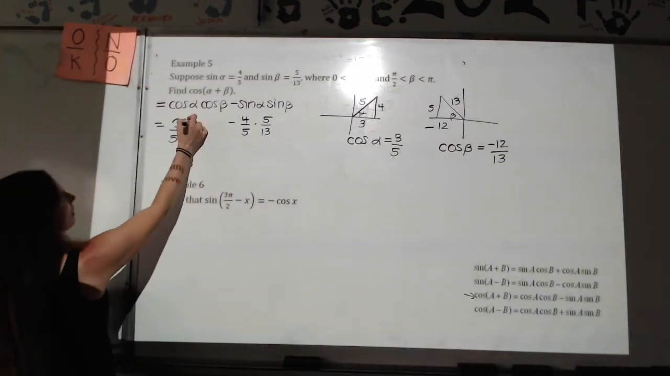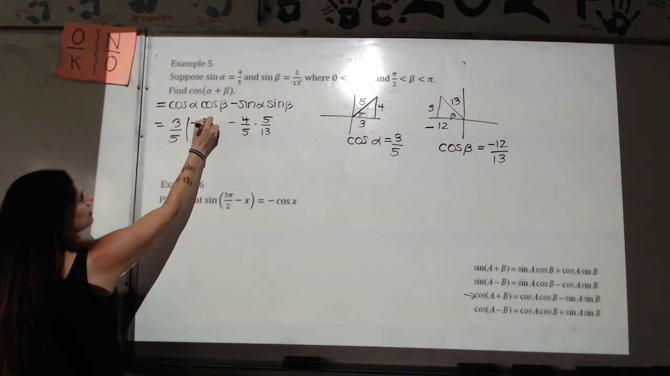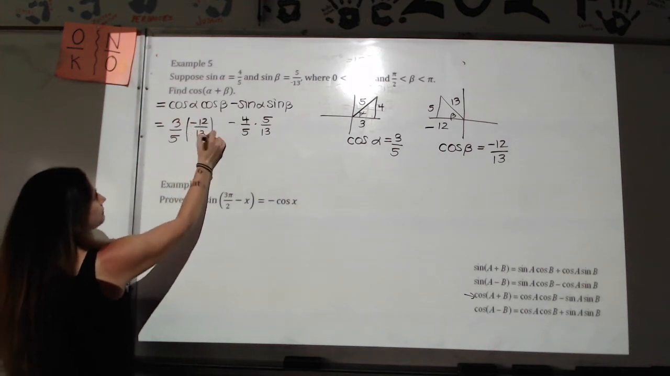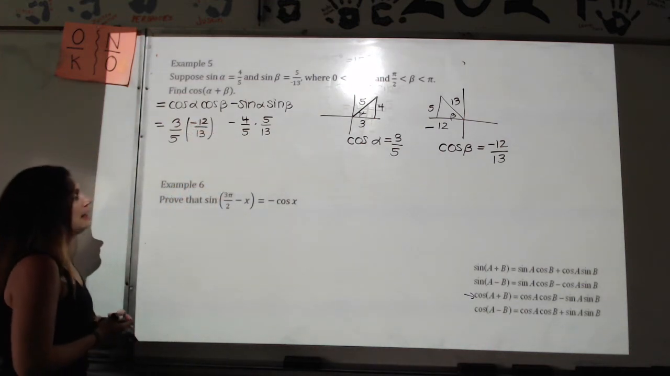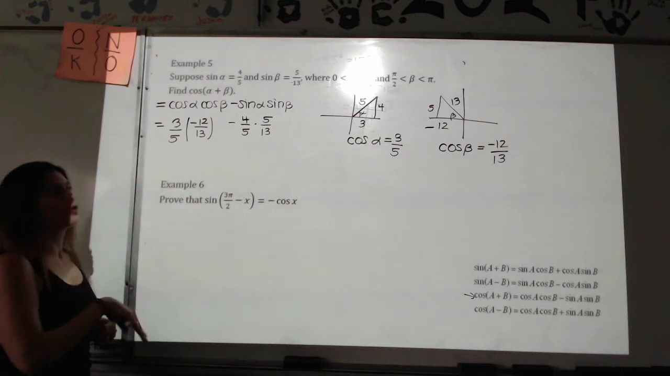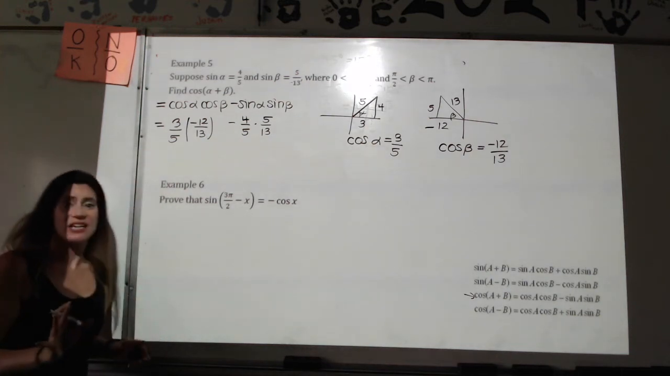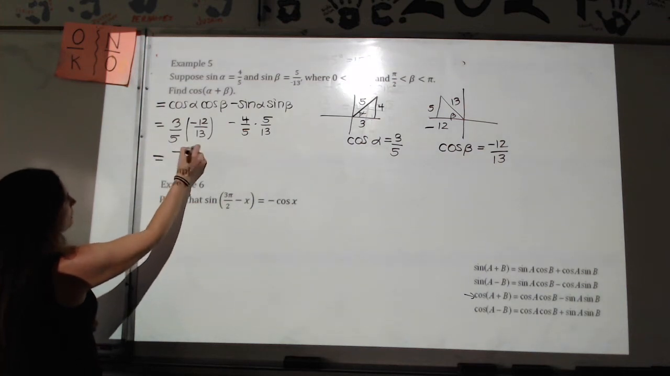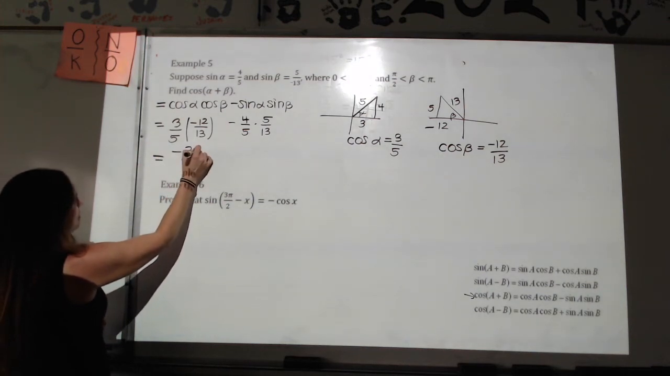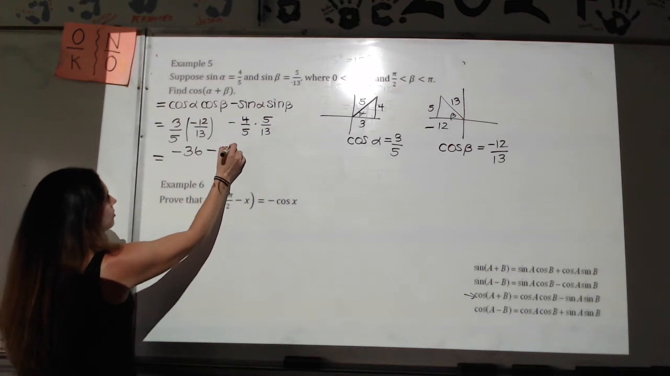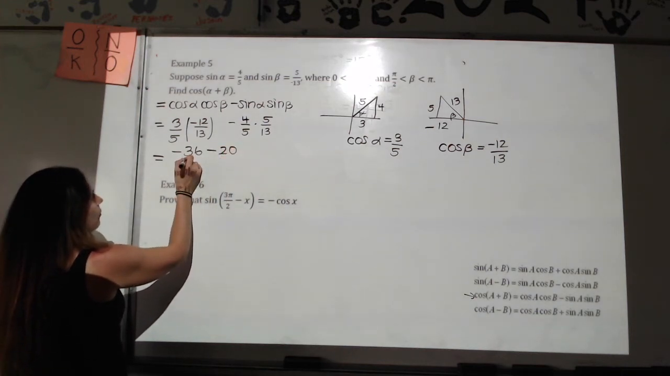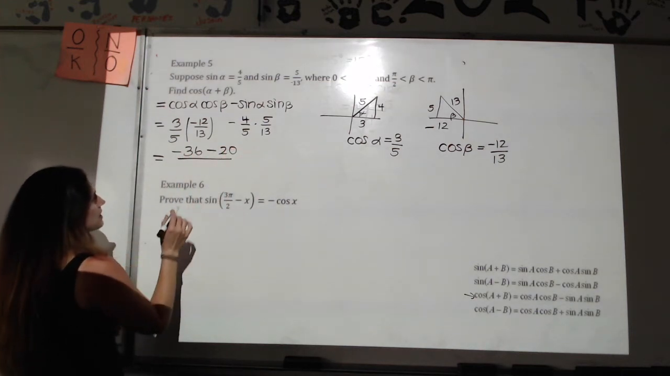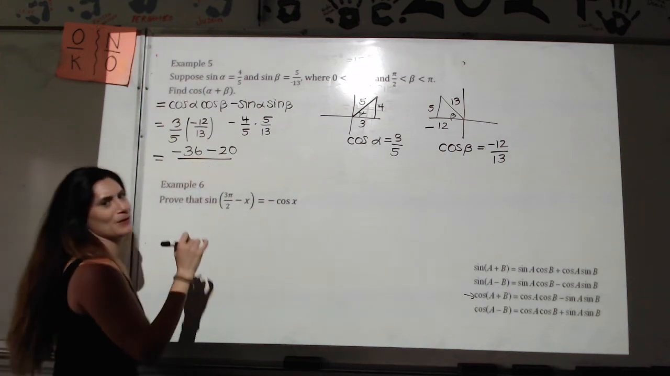So I'll substitute that in. Use parentheses, negative 12 over 13, so that you make sure you know you're multiplying there. And really, you could be done. But we're going to go ahead and simplify. This is negative, let's see what I got there, 36 minus 20. 5 over 13, let's see, that's 65, I think. You guys go double check me.